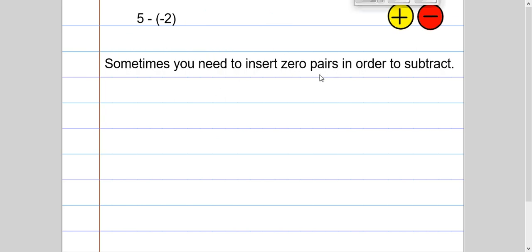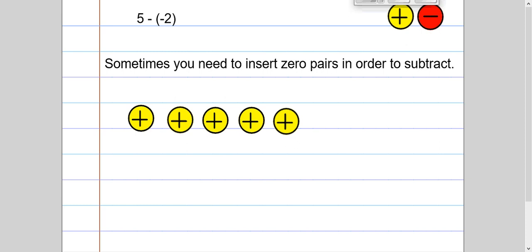Sometimes you need to insert zero pairs in order to do your subtraction. So I'm going to show you what that situation looks like. I would start off with 5 positives, but they want me to take away 2 negatives. So there's my 5 positives, and I need to take away 2 negatives. Well, the problem is I don't have any negatives here. So how can I take away something that I do not have? In order to do that, you are going to manipulate what's on the board to where you will be able to take away 2 negatives.